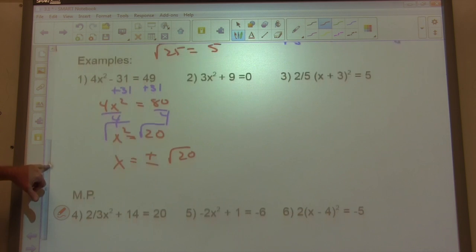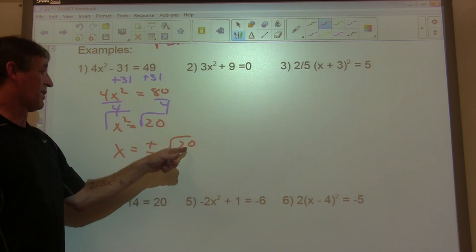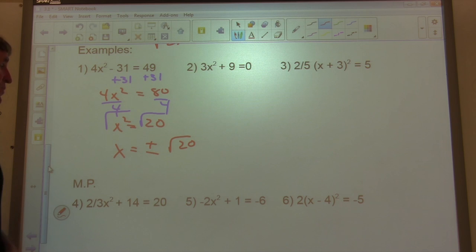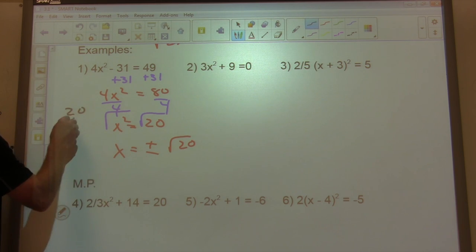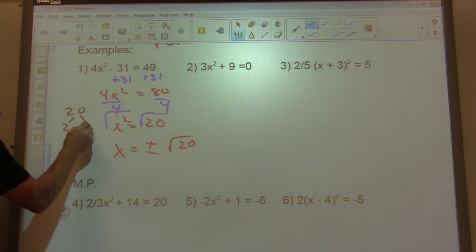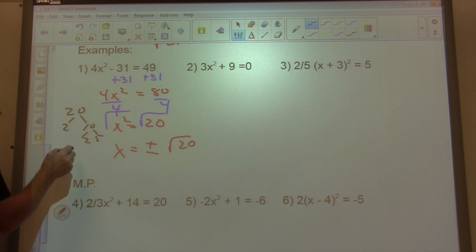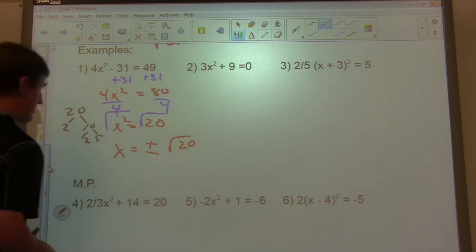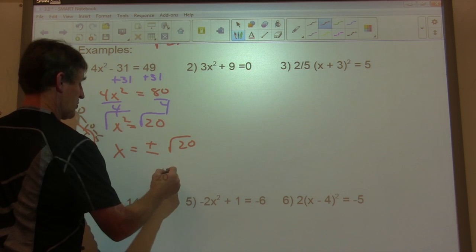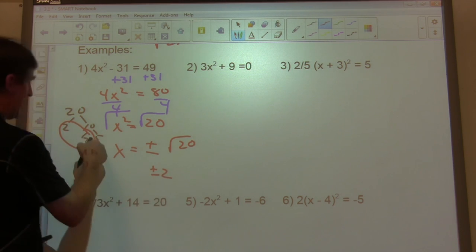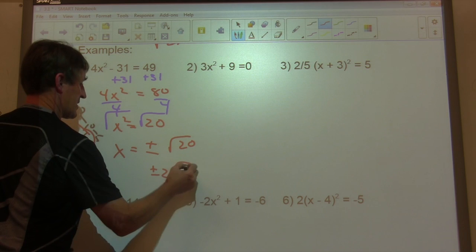So in this case, we're looking for things that go into 20 that I can take the square root of. So again, you can simply take that 20 and break it down. That'd be 2 times 10, and then 2 times 5. And so I have 2 2's, so a 2 comes out front, and I only have one 5, so it stays inside.